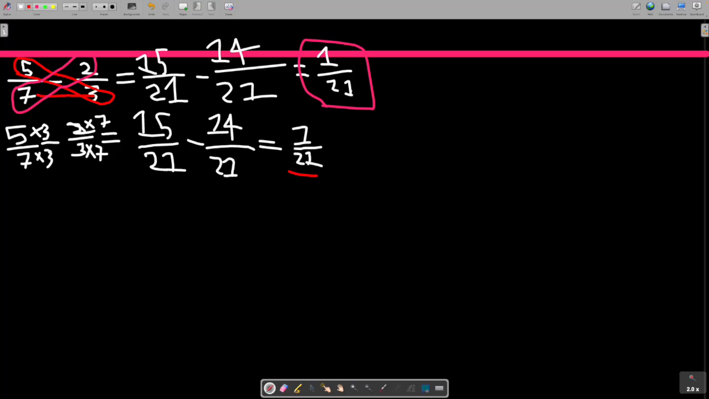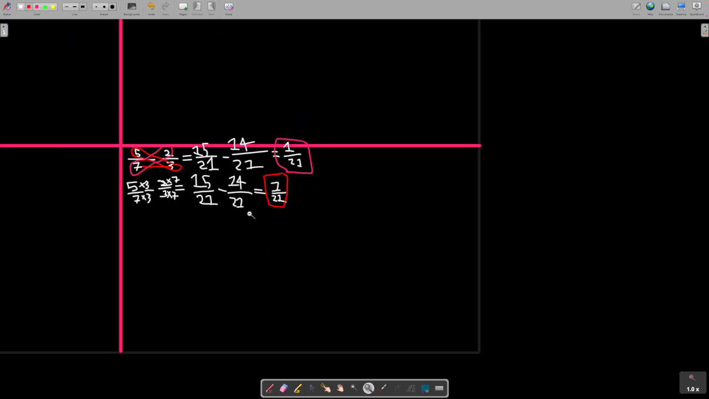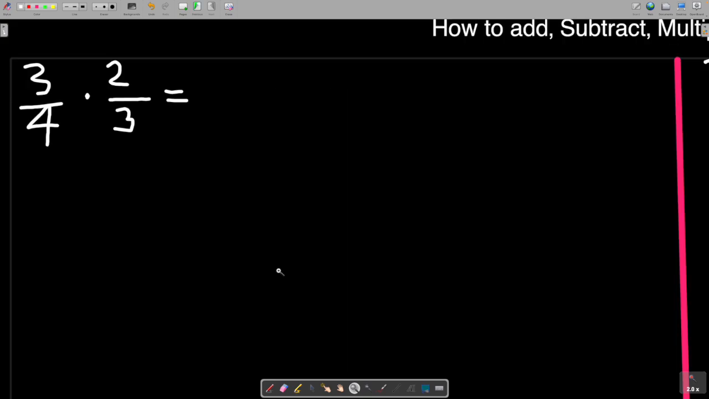So that's it for adding and subtracting fractions. Now let's move on to multiplication and division. So our first multiplication example is this: 3 over 4 times 2 over 3.